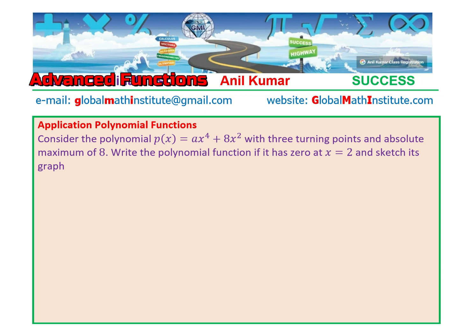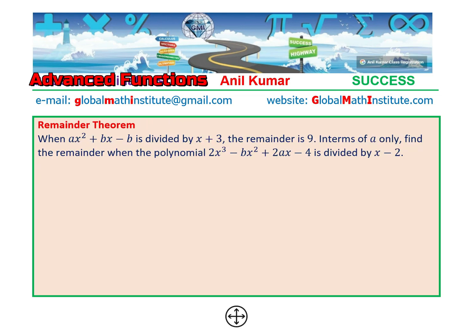Let's move on to the next question now, which is question number 6. When ax squared plus bx minus b is divided by x plus 3, the remainder is 9. In terms of a only, find the remainder when the polynomial 2x cubed minus bx squared plus 2ax minus 4 is divided by x minus 2. A very interesting question based on the remainder theorem in polynomials.